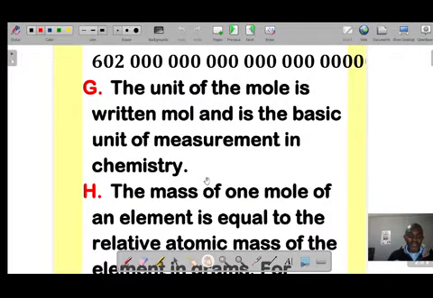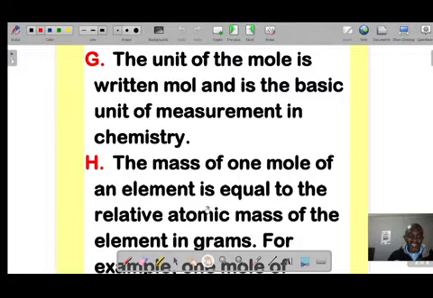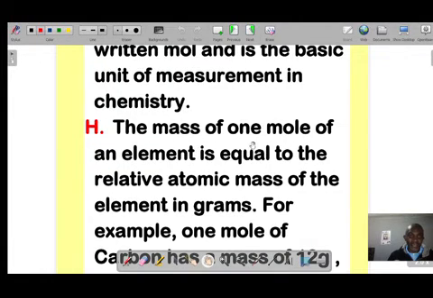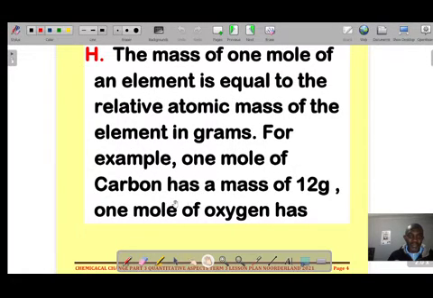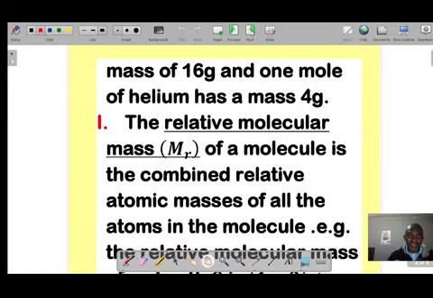The mass of one mole of an element is equal to the relative atomic mass of the element in grams. Let me say this again: the mass of one mole of an element is equal to the relative atomic mass of the element in grams. For example, one mole of carbon has a mass of 12 grams, one mole of oxygen has a mass of 16 grams, and one mole of helium has a mass of 4 grams.